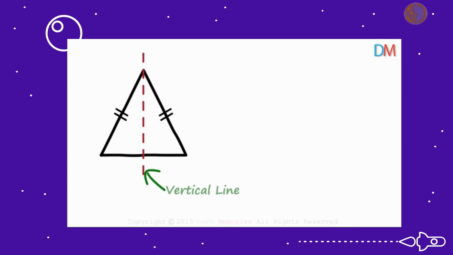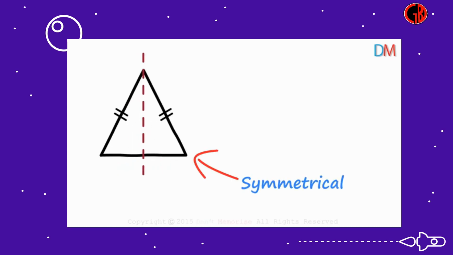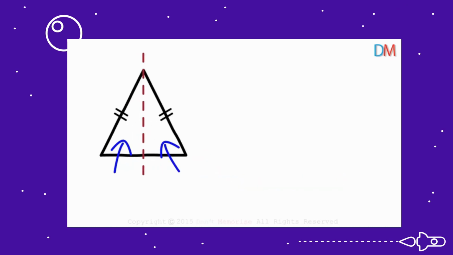Yes, it's a vertical line which divides the triangle into two parts, which match exactly when folded along the line. If the part on the right is taken over to the left, we see that they overlap exactly. And that is why this shape is said to be symmetrical. The two parts match exactly when folded along a line.